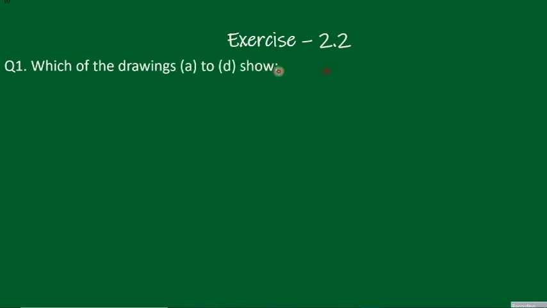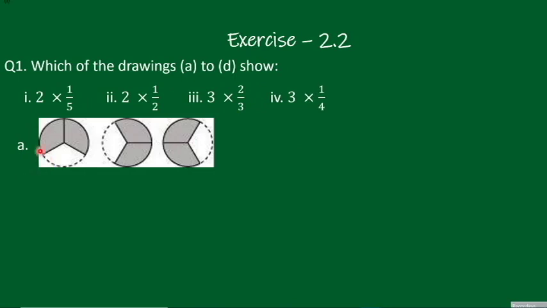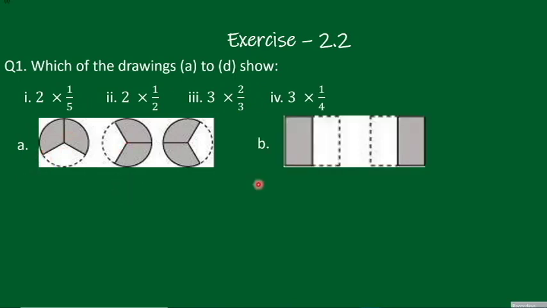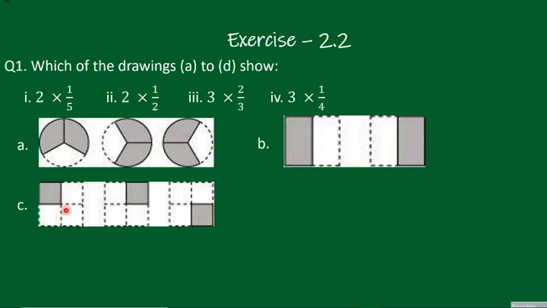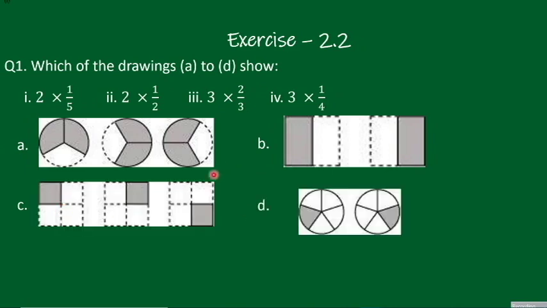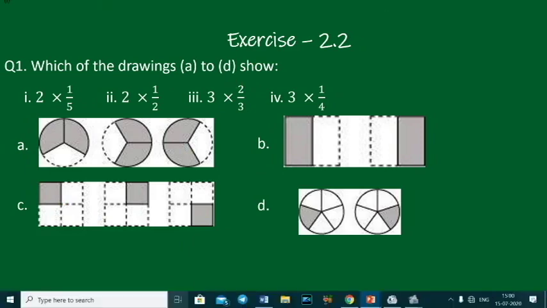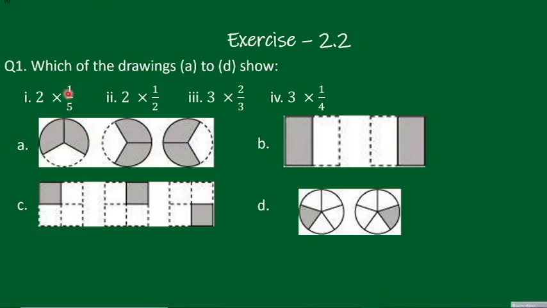So here I am going to begin exercise 2.2. Which of the drawings A to D show 2 multiplied by 1 by 5, 2 multiplied by 1 by 2, 3 multiplied by 2 by 3 and 3 multiplied by 1 by 4? Here we have figures. First figure is this, second figure is this, third figure is this, and fourth figure is this. Now we have to match which one represents 2 multiplied by 1 by 5. Before solving this question, you should know the meaning of this part. What is the meaning of 2 multiplied by 1 by 5?